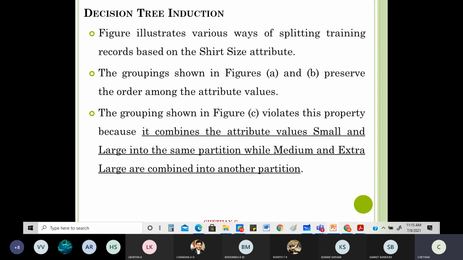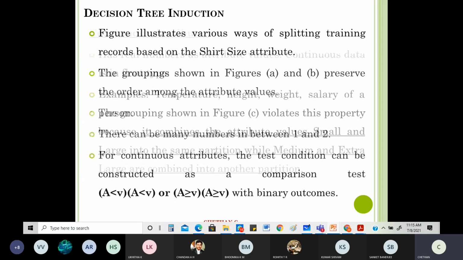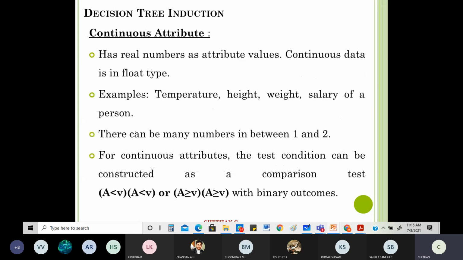What's the next thing? Continuous. Okay, so based on continuous values also, you can write a decision tree. So what is meant by continuous values? That's the next thing you're going to look for. These have real numbers as attribute values. Now, what is the meaning of real numbers? Continuous data is a floating point type.